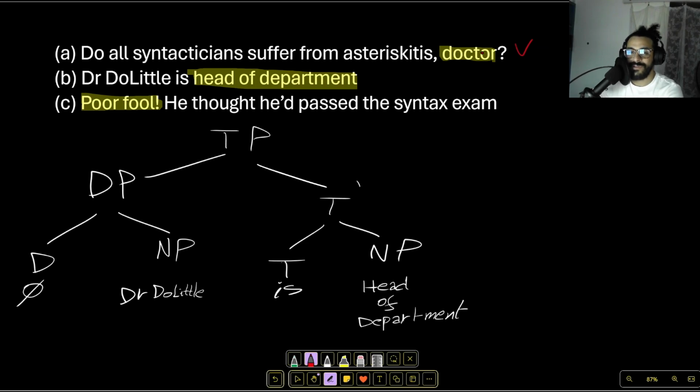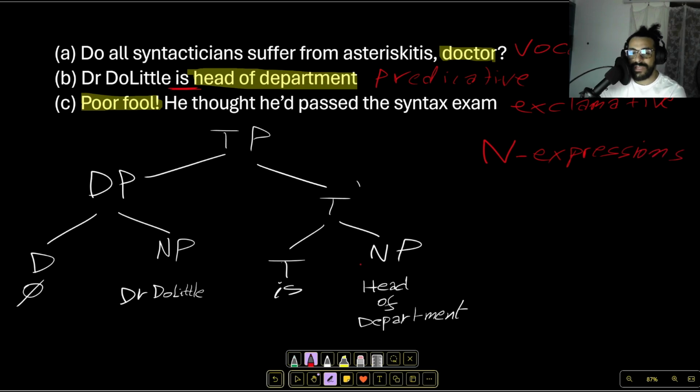So first one, the nominal doctor here, the highlighted one, is a vocative. The second one is a predicative. Yes, nominals can be predicatives in constructions that use the verb see or copular be. The last one is an exclamative. So in all of these three cases, these are not DPs. Not a DP, not a DP, not a DP. What is it then? These are considered nominal expressions or N expressions, which means when we split the sentence into its tree diagram, we use an NP to refer to them.